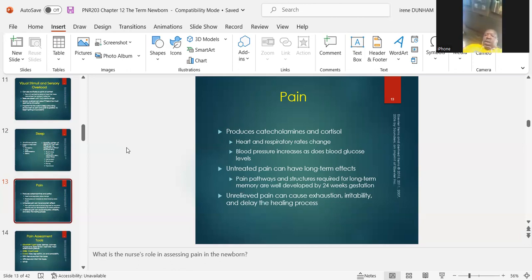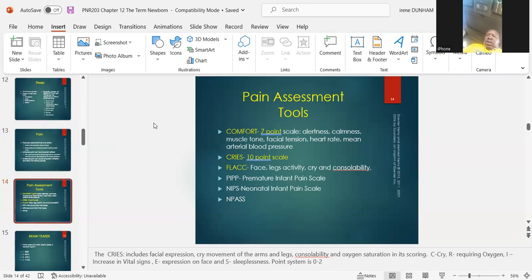All right, and then unrelieved pain causes irritability, and of course, they can't do well. So what do we do for circumcision? We give a little lidocaine gel on the penis before they do the circumcision. Years ago, they didn't. Years ago, they just went ahead and circumcised, and babies were very upset afterwards. So we have to realize, yes, babies do have pain.